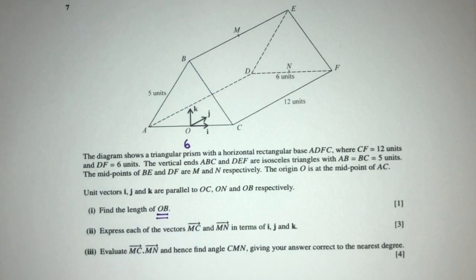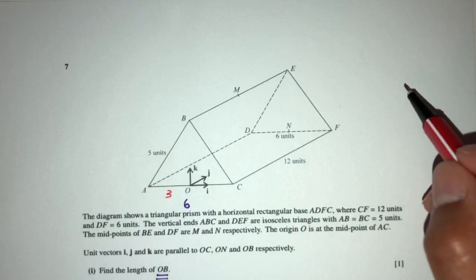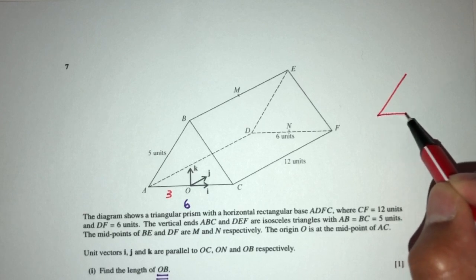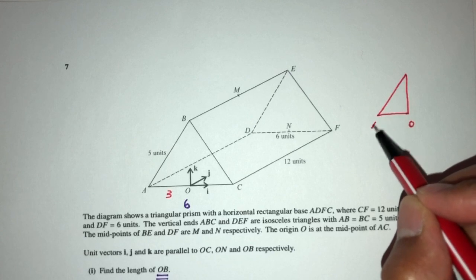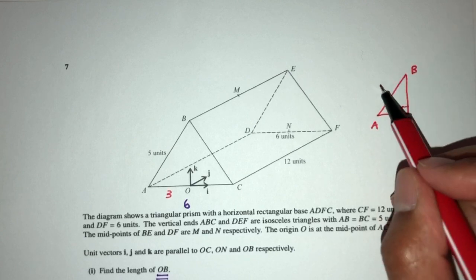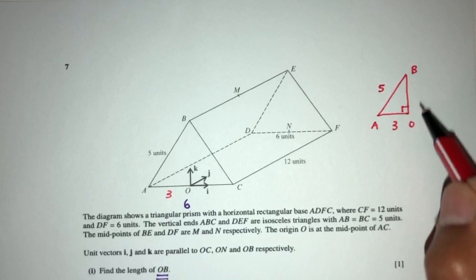So pretty easy. The length of OB, we have to use the diagram. So if this whole thing here is 6, we know that this have to be exactly half, that will be 3. Now by observation, we have a triangle B, A, O. O, A, and B. And this is at right angle. This is given to you by 5, this is given to you by 3. So we have to find the length of OB.